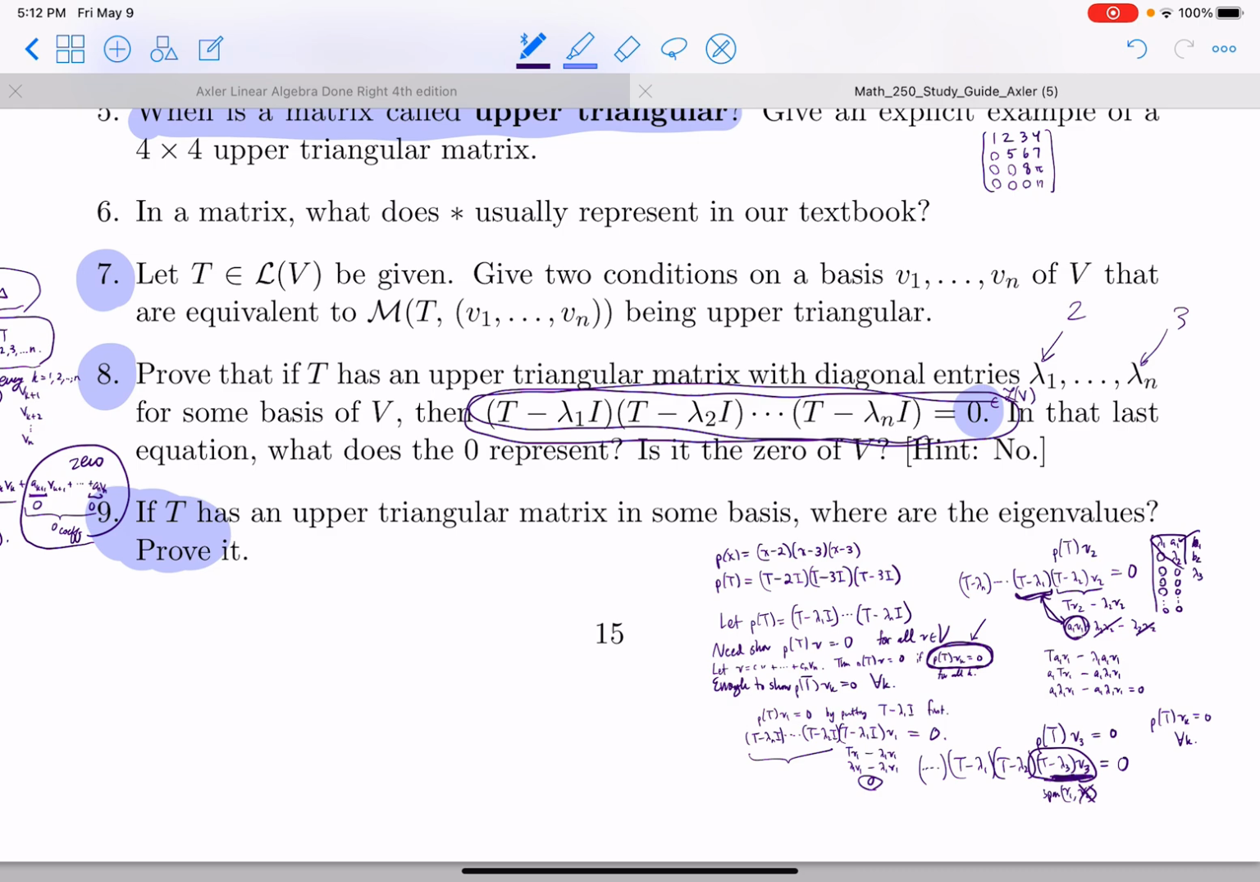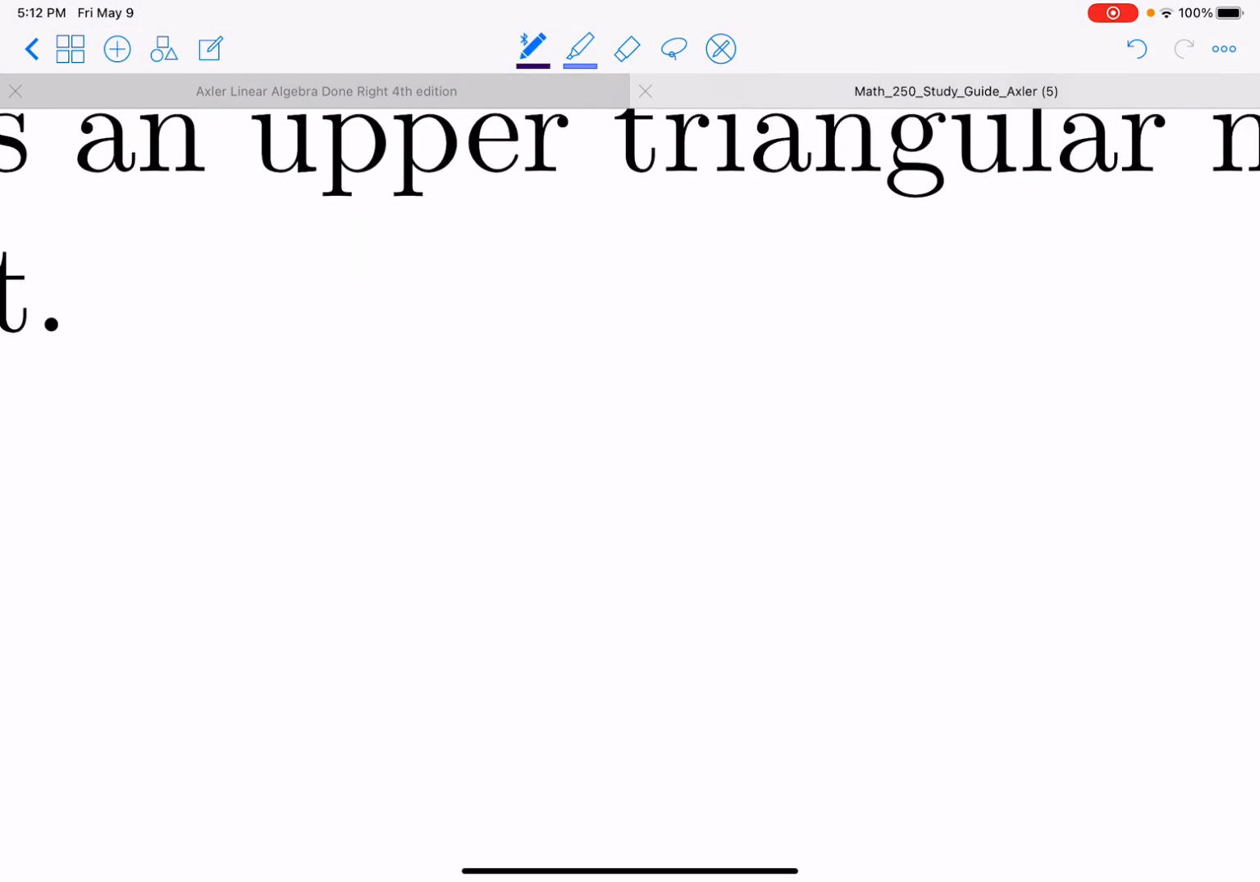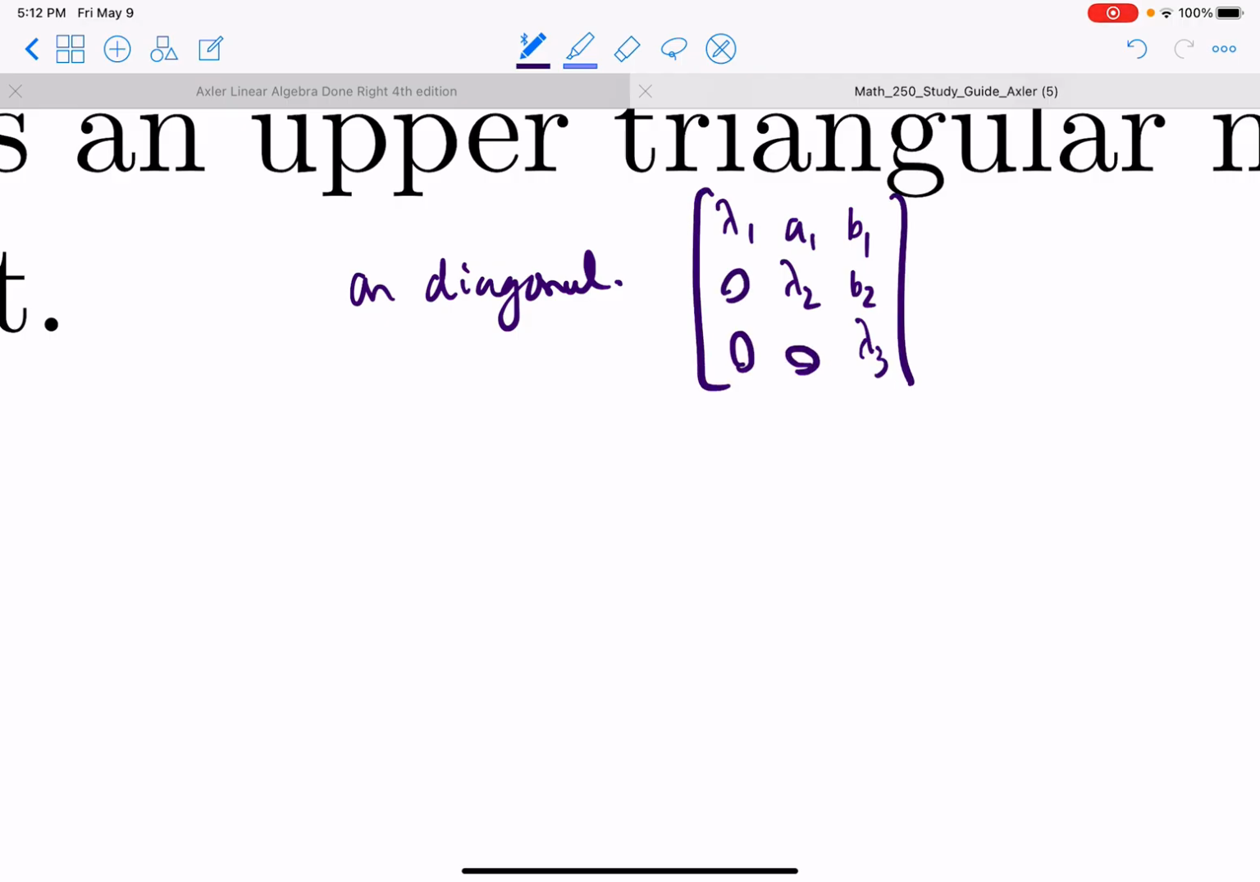So if T has an upper triangular matrix in some basis, the eigenvalues are on the diagonal. Prove it. Okay, so let's imagine that this is the matrix of the linear operator. Let's just imagine it's on a three-dimensional space, but we could keep going if we wanted. The claim is that these three numbers are the eigenvalues.